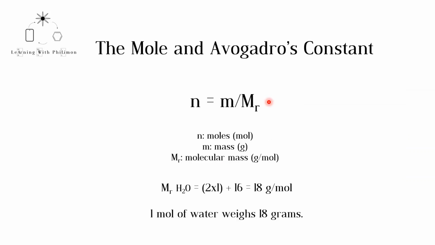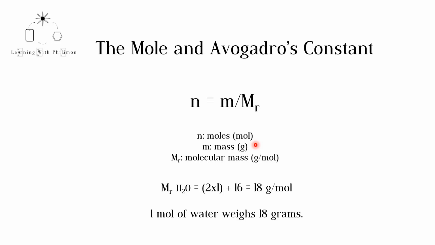The moles, n, the mass, m, and the molecular mass, Mr, are related by this equation. n is equal to m divided by Mr. Note that in chemistry, grams, g, are used for the unit of mass. The molecular mass is determined by adding the atomic masses, found on the periodic table, of all the elements in a molecule. See the previous video in the playlist for more help on calculating Mr.